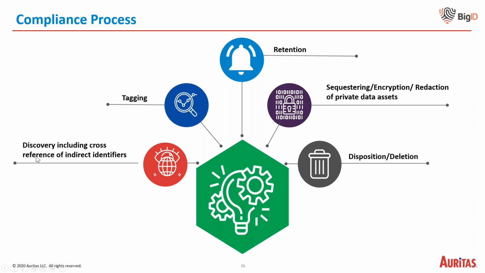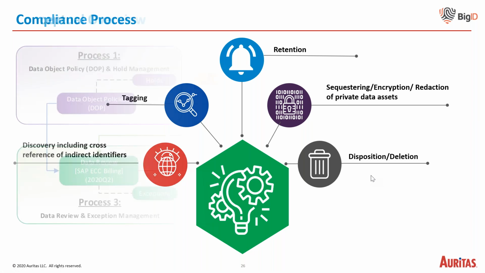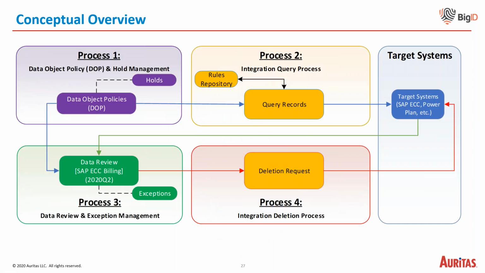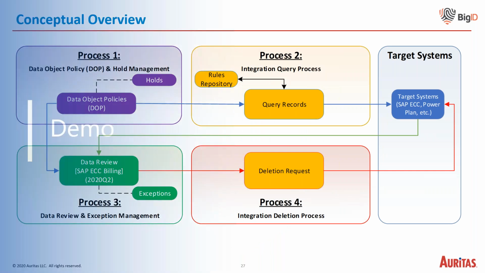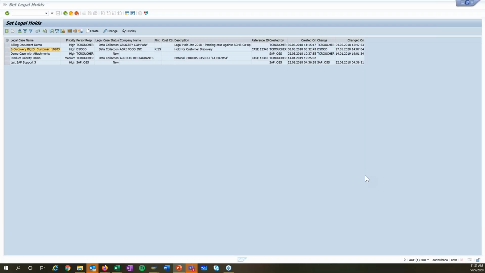So step number one, identifying, tagging, retention. This is where BigID comes into play. Steps number 4 and 5, this is where SAP ILM comes into play. And we have different processes to establish the same thing. In the interest of time, I'm going to move into the demo to give you some insights about how this whole process works in the system.